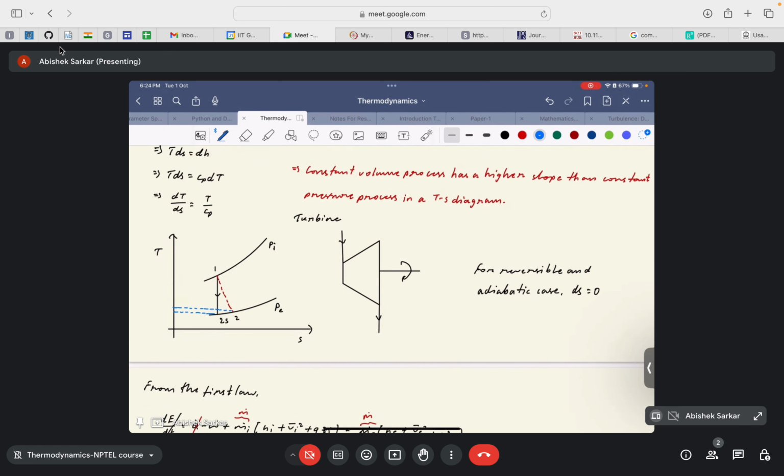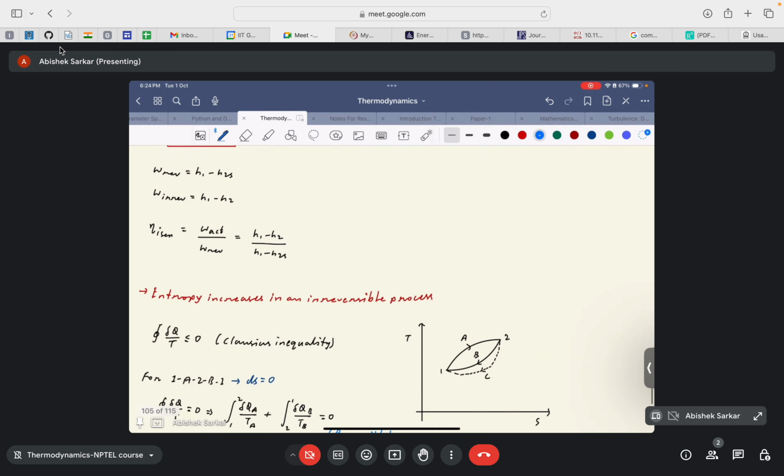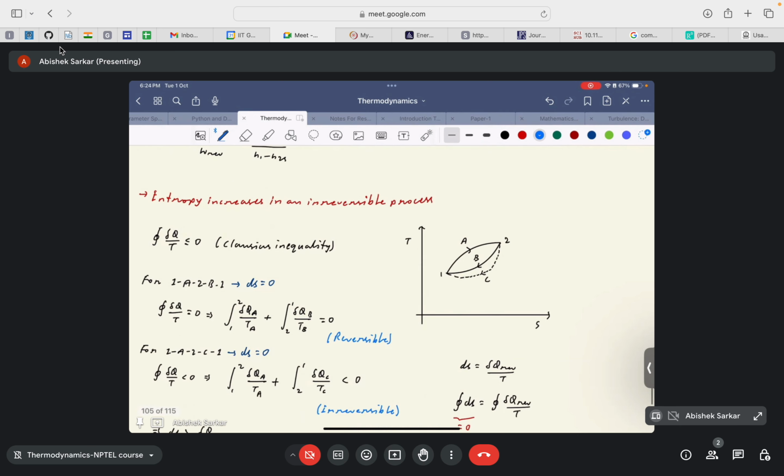Now let us take an example of a turbine. Before that, I should first discuss the principle of increase of entropy. I have a statement written here: entropy increases in an irreversible process.